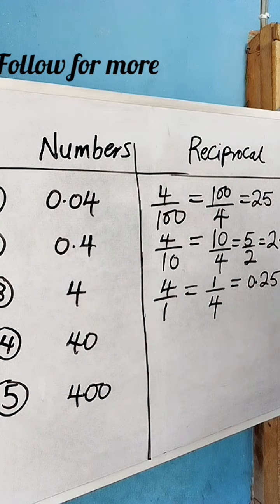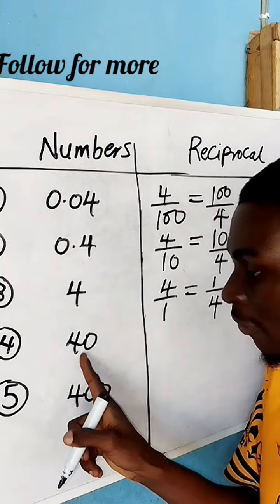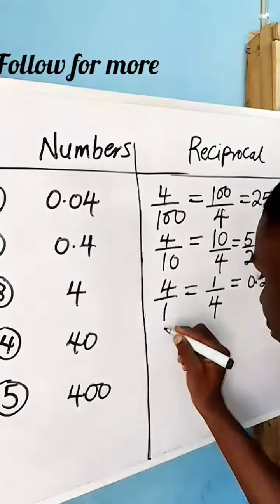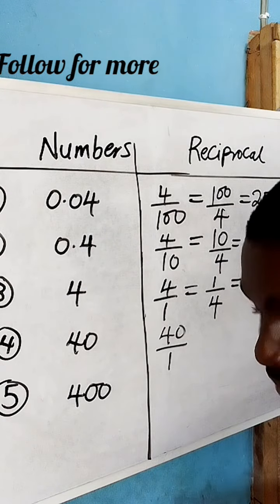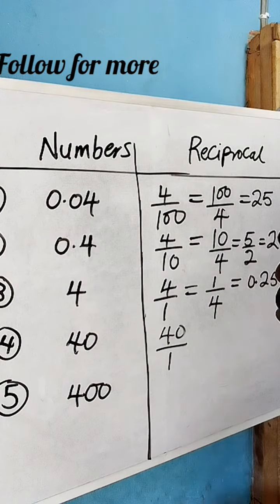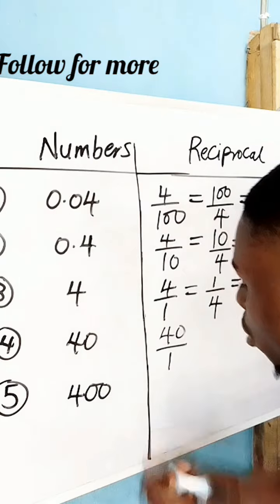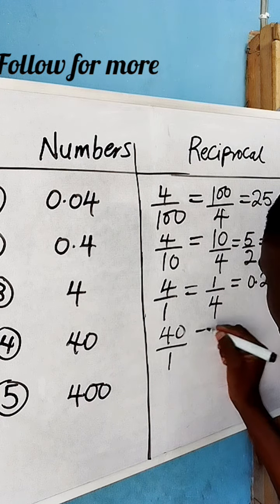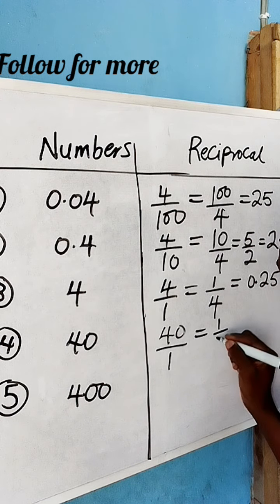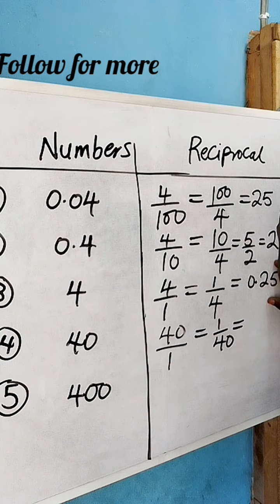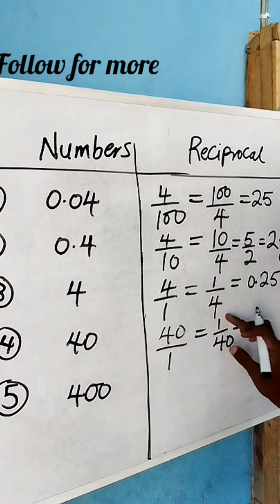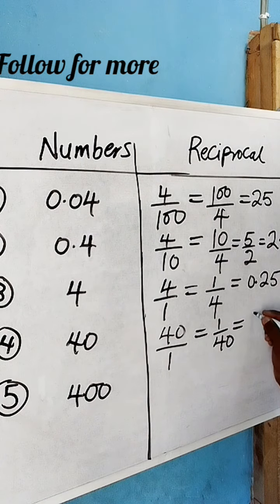Alright, that is for 4, right? Now let's get the reciprocal of 40. 40 is the same thing as 40 divided by 1, because 40 divided by 1 is what? Is 40. Now the reciprocal simply means that you should invert this fraction. So you are going to invert this as what? This now becomes 1 over 40. So it follows this order. So if you divide this by this, it now becomes 0.025.